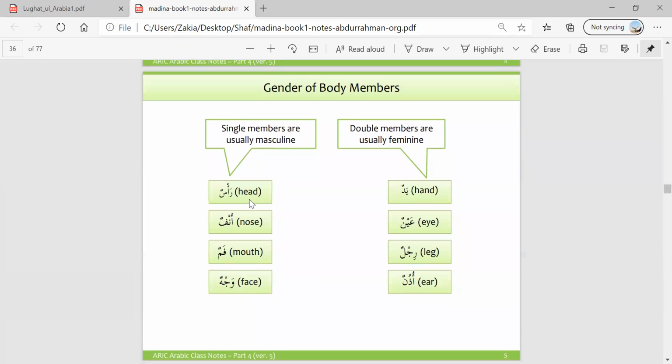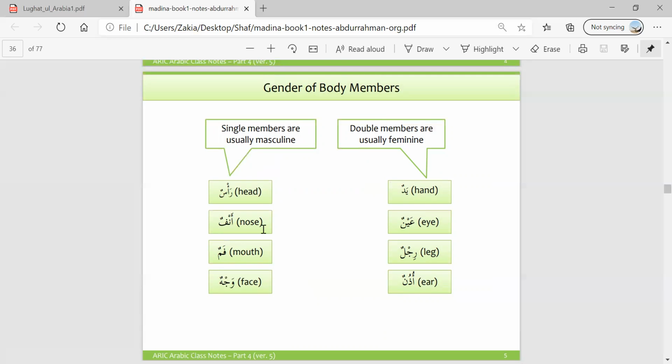Gender of body parts. Double members are usually feminine. Basically, anything that comes in pairs is usually feminine. Single members are usually masculine, so your head, ra'sun, would be masculine. They do have masculine and feminine genders for referring to body parts and even objects, which in English you wouldn't have. So yadun, which is hand, because it's two hands, it's a pair, comes under the category of feminine. Ainun, rijlun, udhunun: so eyes, legs, ears, and hands.